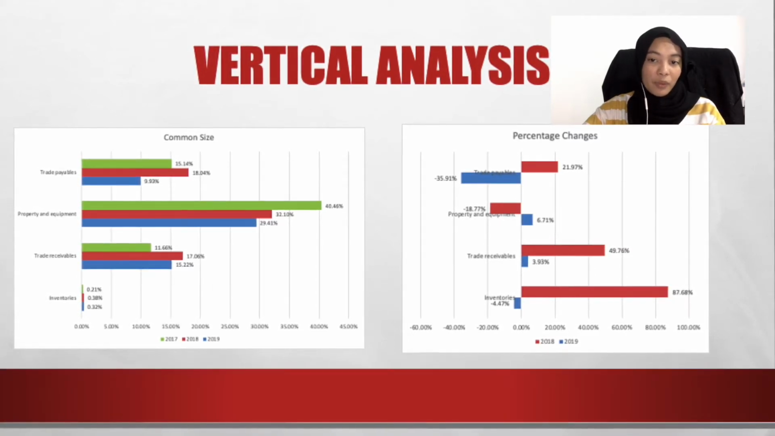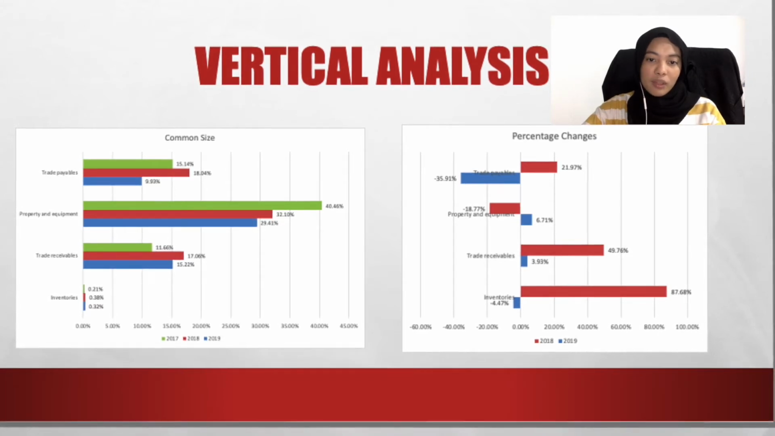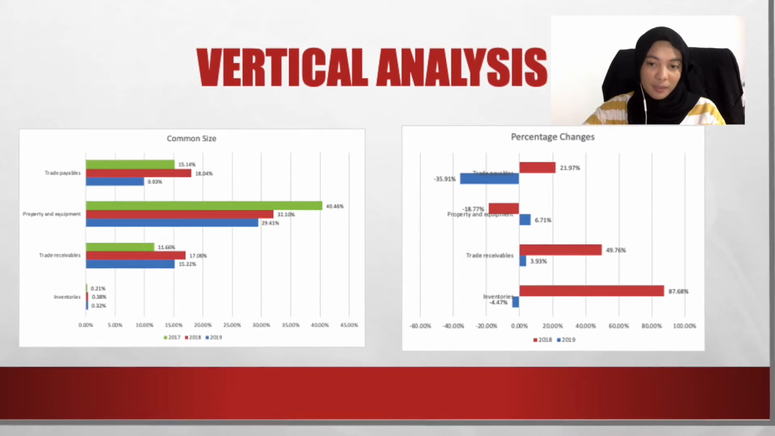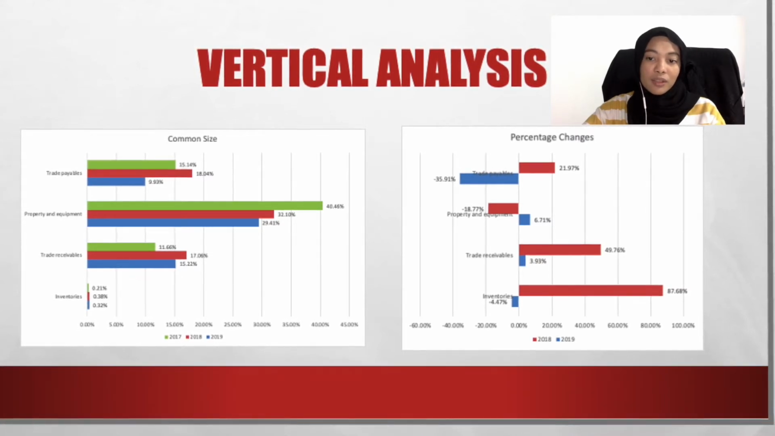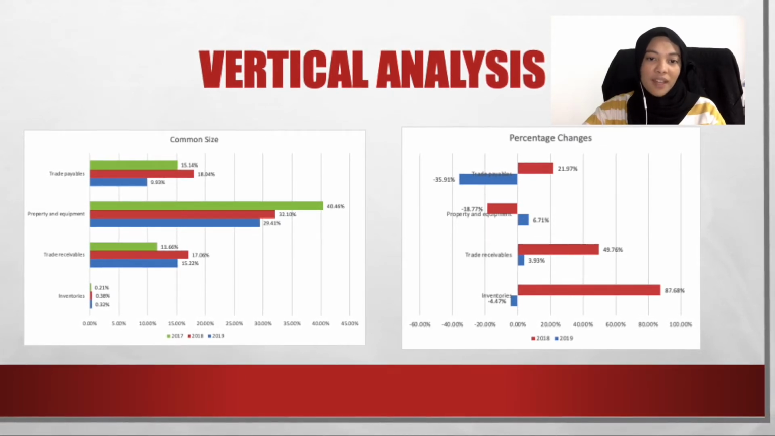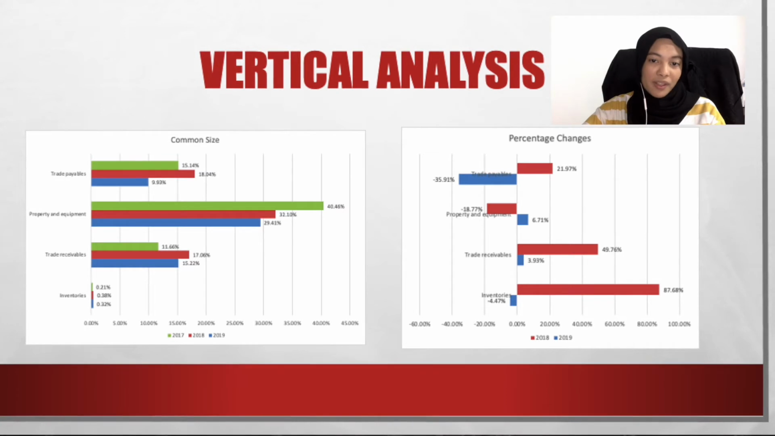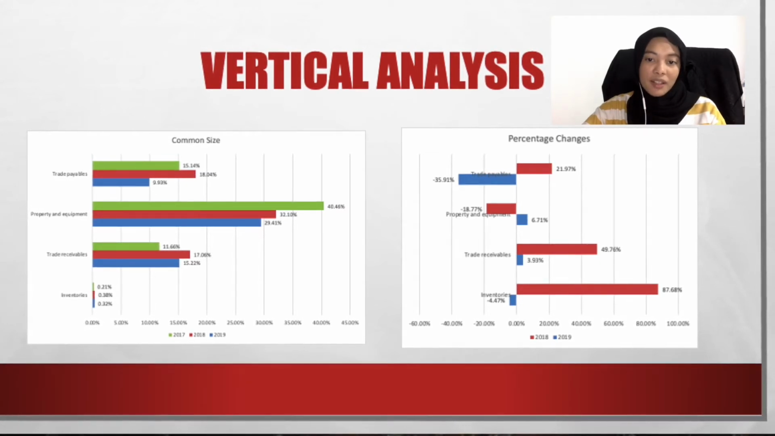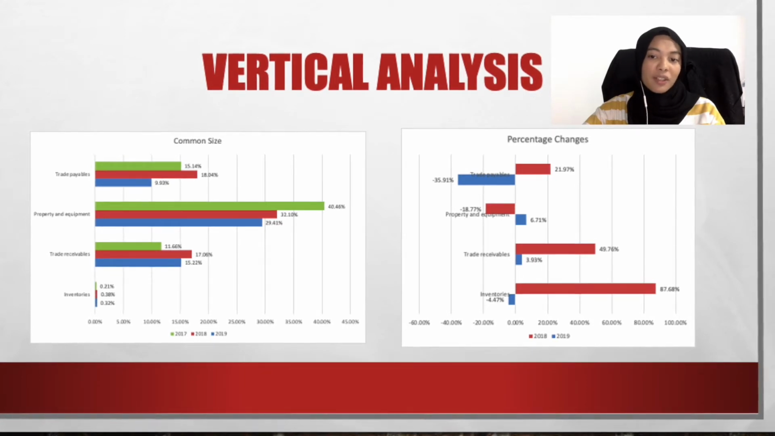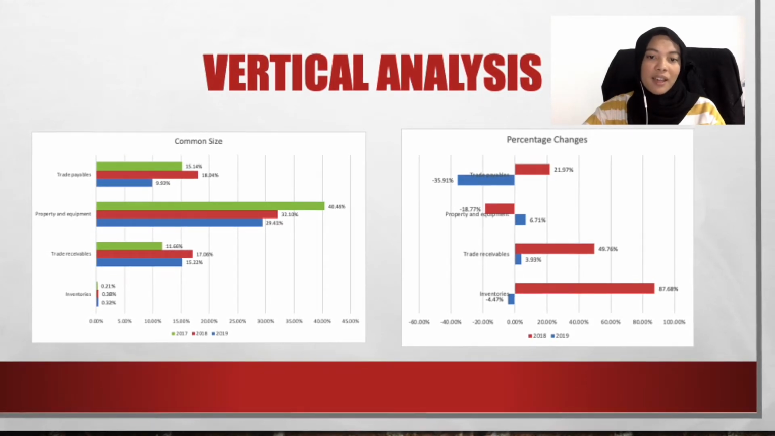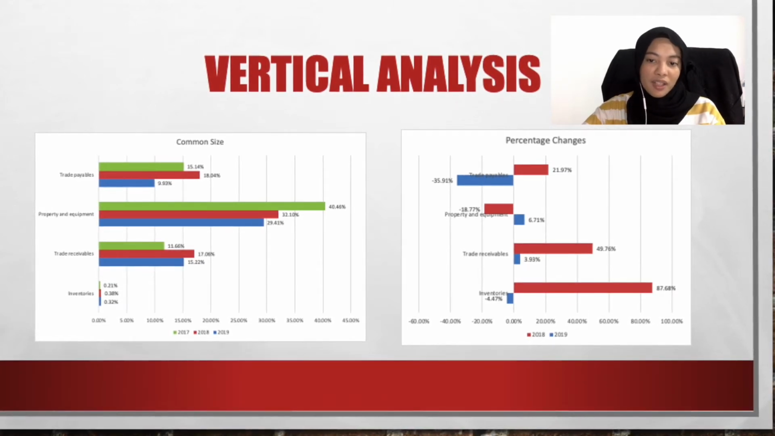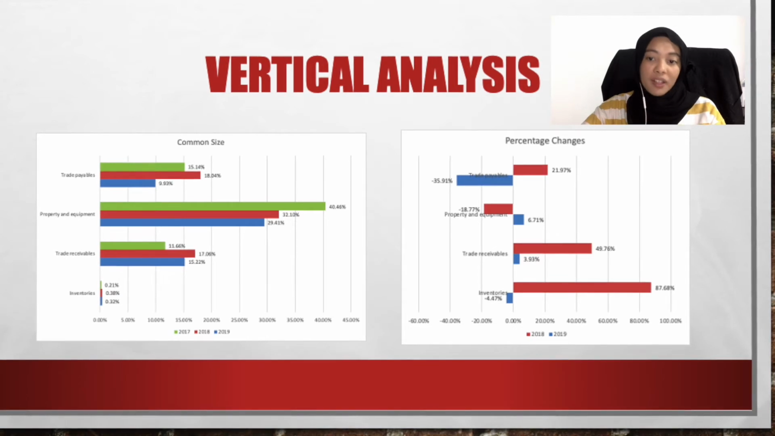Property, plant and equipment decreased over the 2 years, where in 2017 it was 40.46% and decreased to 32.10% in 2018 and to 29.41% in 2019. This affects the percentage change in 2018, which resulted in negative 18.77%. But there is an increase in the percentage change in 2019, which is 6.71%.